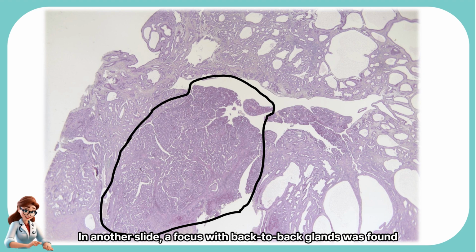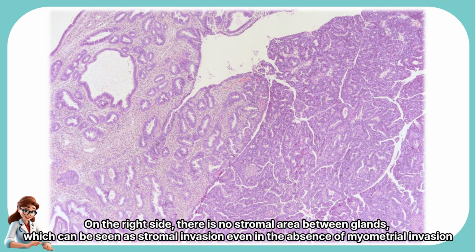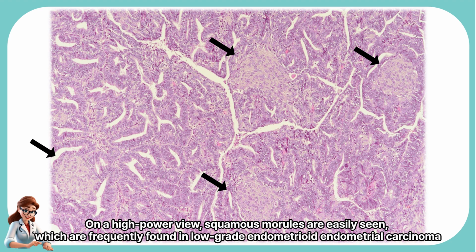In another slide, a focus with back-to-back glands was found. There is a sharp contrast between left and right areas. On the right side, there is no stromal area between glands, which can be seen as stromal invasion even in the absence of myometrial invasion. On a high-power view, squamous morules are easily seen, which are frequently found in low-grade endometrial carcinoma.